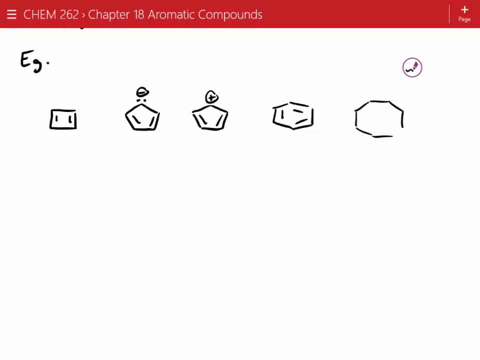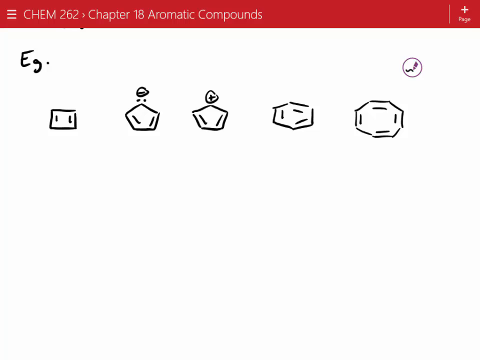And this last ring I'm drawing over here is an 8-membered ring. All right, so this first ring, the square one over here, how many pi electrons do we have? How many electrons are in each pi bond? There should be 2 electrons in every pi bond, right? So we've got 2 pi bonds with 2 electrons each. So this one has 4 electrons in it.